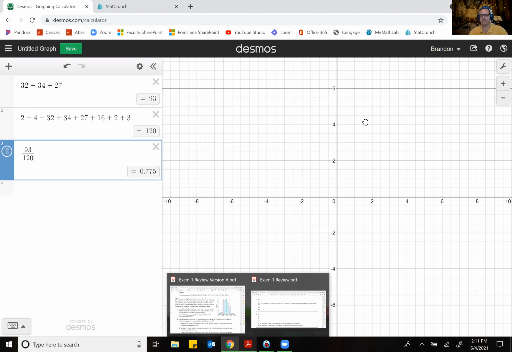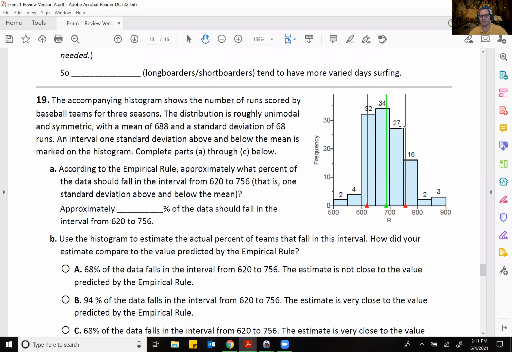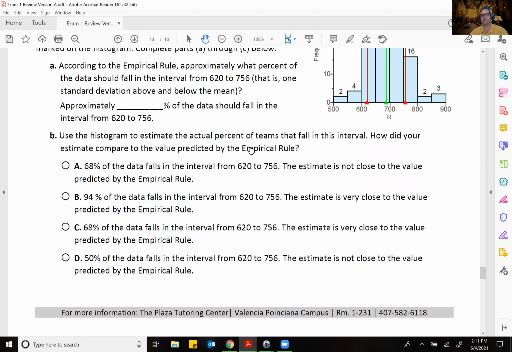Now, if I come back here and think about that, this is about 78% of my data. But technically I included way more than what I needed here, right? So if I estimate this, how much of my percentage do you think is really there? 68%. So we estimated about 68%, right? How does that compare to the empirical rule?